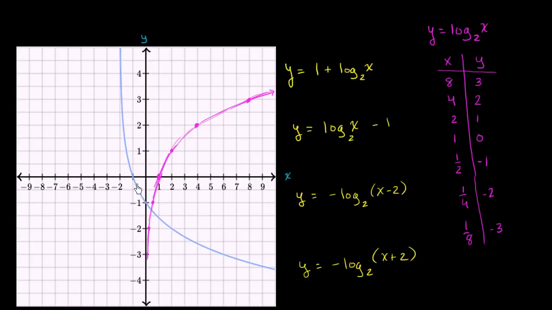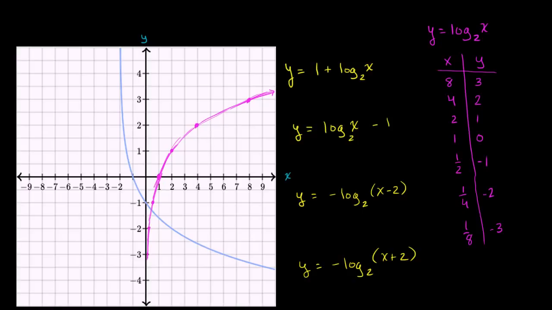How does this thing right over here look different? Well, the obvious thing that jumps out at me is that it's flipped over the x-axis. So that's a pretty good sign that we're going to have a negative log base 2 of x.